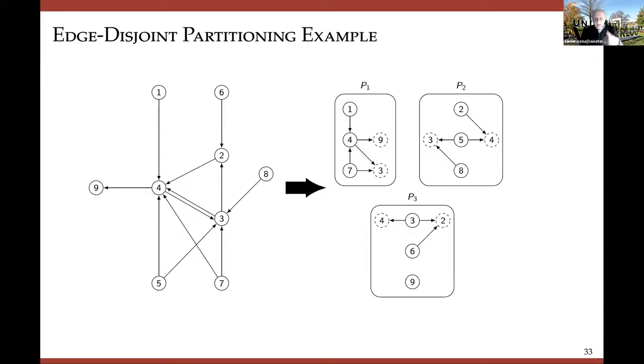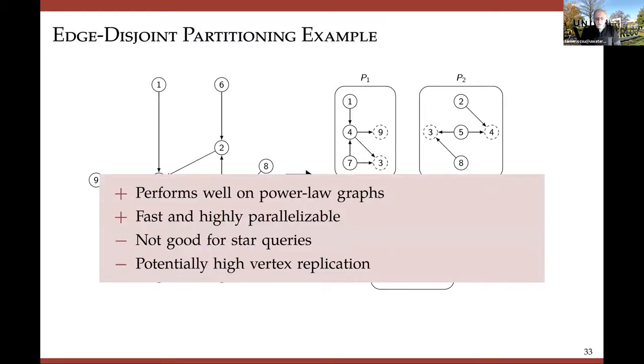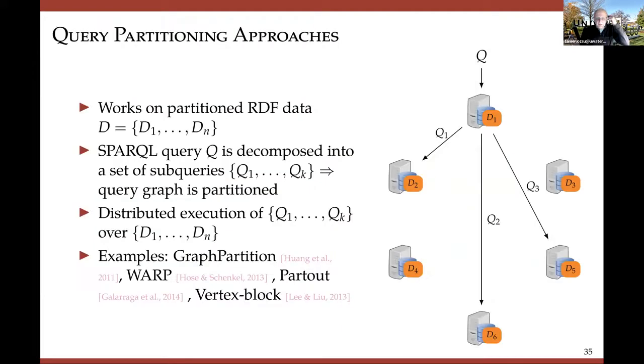So that's important. And again, if I take this and do the edge disjoint partitioning, I get what is on the right, and these dashed vertices are replicated vertices between different partitions. So number 2, the home partition is P2, but I replicate it in P3 as well. These perform well on power law graphs, and they are fast and highly serializable. But star queries are problematic, because in star queries, what you want is the vertex and all of its neighboring vertices to be in one partition, and edge partitioning will break those up, and we might get high vertex replication. So again, the example there is so.